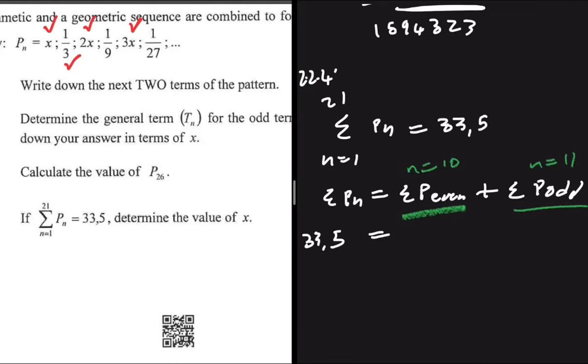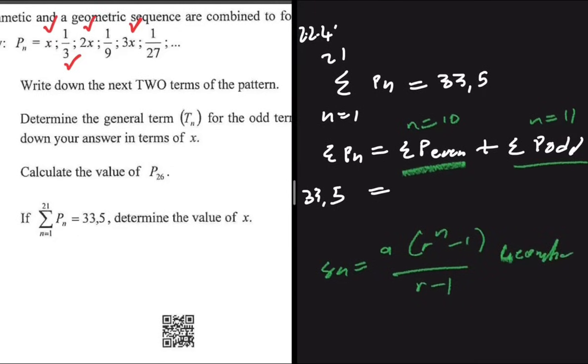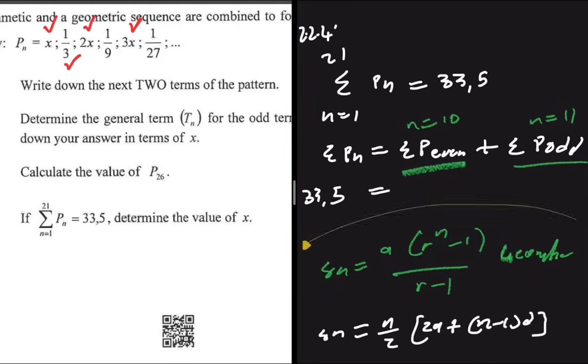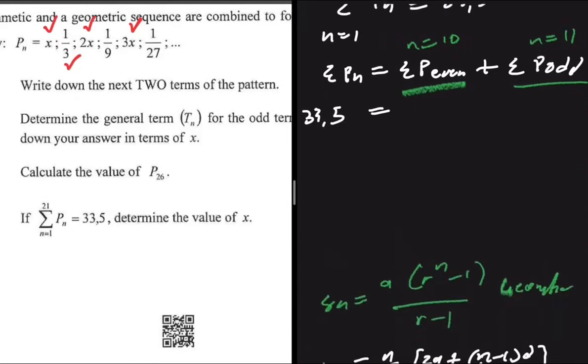So the sum of the even will be equal to, just a reminder, Sn is equal to a multiplied by r to the n minus 1, divided by r minus 1. This is for a geometric sequence, or geometric series, so to say. And then the sum for an arithmetic series is n divided by 2 multiplied by 2a plus n minus 1 multiplied by d. So let's put this down here because we are going to use it, right?